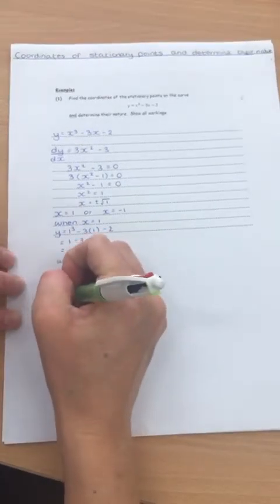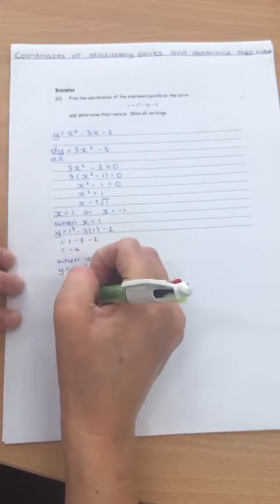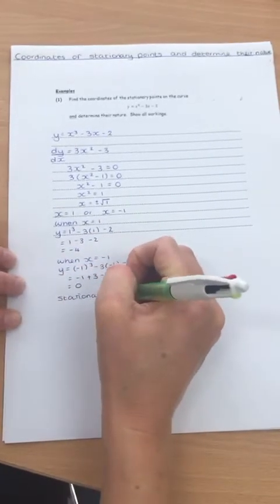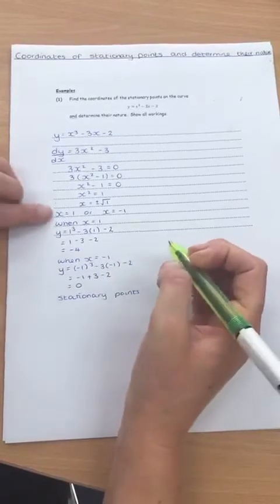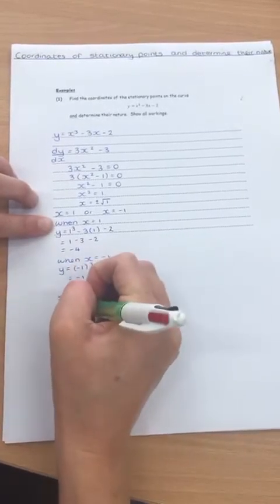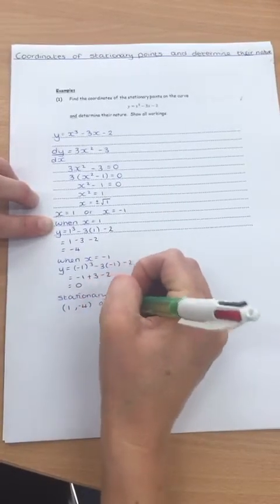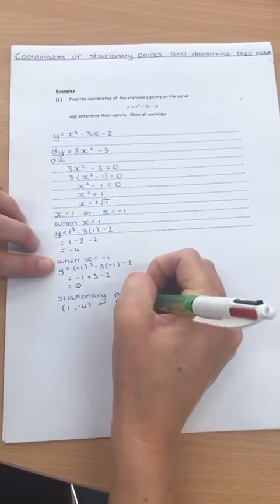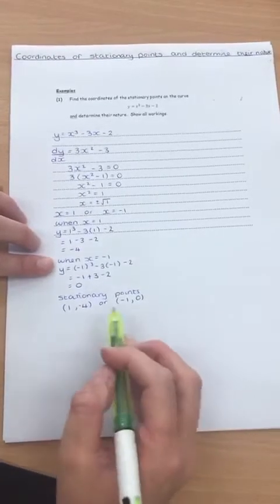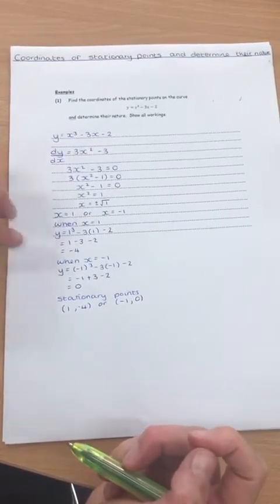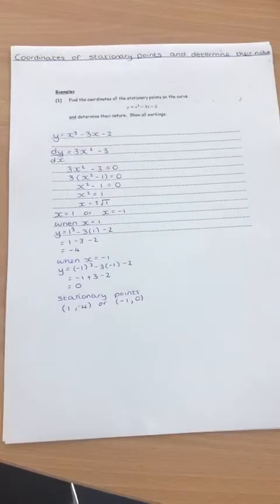So my stationary points are found when x is 1, y is minus 4, or when x is minus 1, y is 0. And you need to write them like that as a coordinate. So now, looking at the second part of the question, it asks me to determine their nature. What that wants to know is whether, at those points, is a maximum or a minimum.